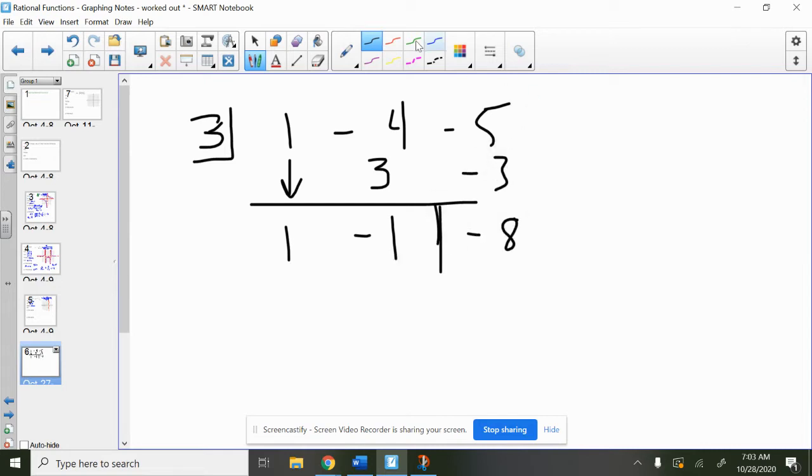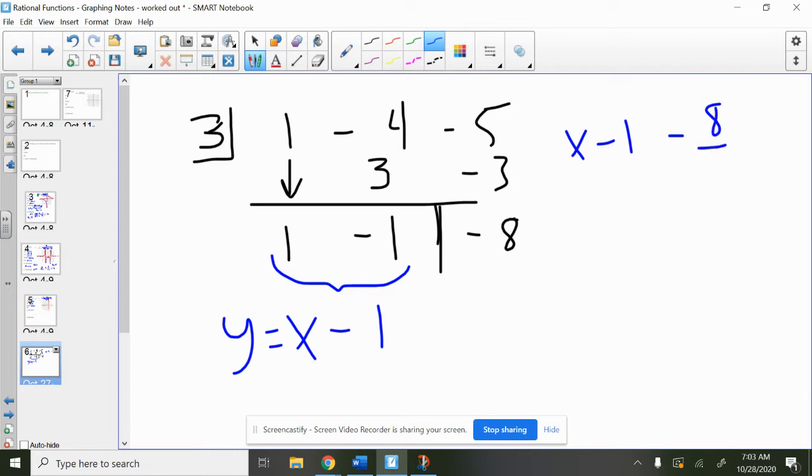The nice part about slant asymptotes is we only care about this. This is 1 degree less. The first one's a quadratic we're dividing, so this is just going to be x minus 1. For us, that slant asymptote is going to be this. In the long run, this will be negligible. The basic reason why is if we divided that out, we'd say that's x minus 1 and then -8 over x minus 3.